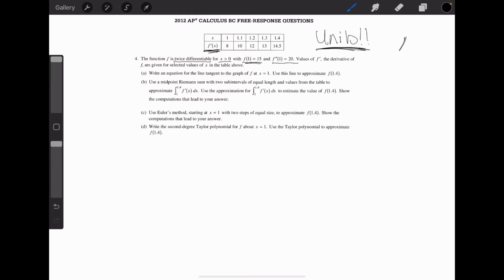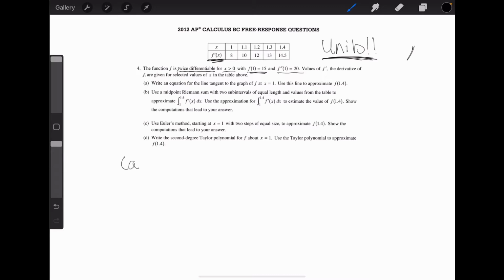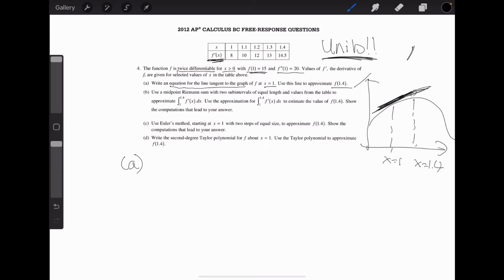Now, going to part A, we should also underline it. It says to write an equation for the line tangent to the graph of f at x equals 1 and use this to approximate f of 1.4. Conceptually, if you have a graph such as f and you're trying to approximate at x equals 1, a tangent line is essentially a linear line that's touching it at one point. You're using this line to approximate a point slightly beyond it, so in this case, 1.4. This again will have an error, but it is a decent way to approximate it.